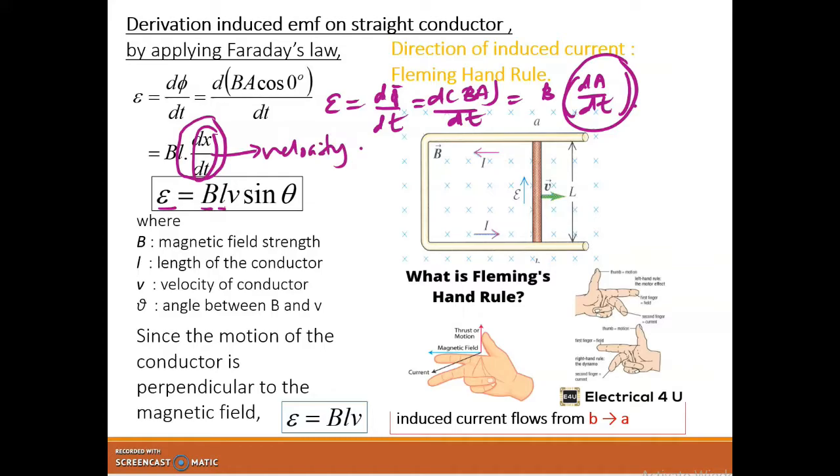So here is the formula for EMF induced in a straight conductor, where B is the magnetic field strength, L is the length, v is the velocity, and theta is the angle between B and v. So we can use EMF equal to BLv sin theta. And then we can use Fleming's right hand rule, where the thumb shows the motion, the forefinger shows the magnetic field, and the second finger shows the current.